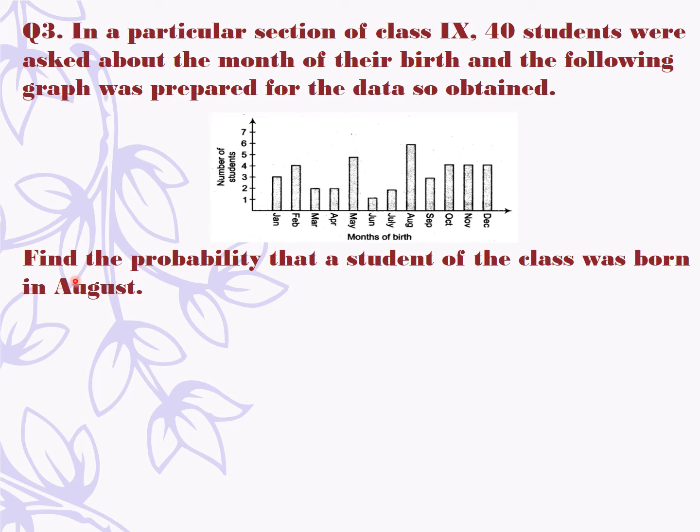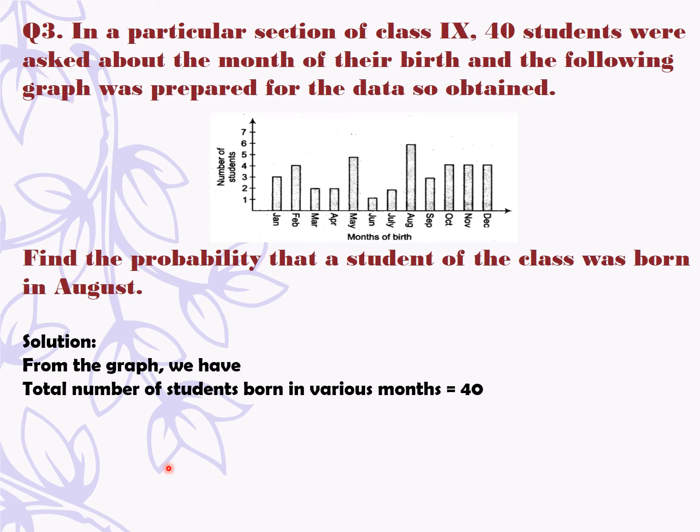We have to find the probability that a student of the class was born in August. If you see from here, in the month of August a lot of students were born, and that number is 6. From the graph, the total number of students born in the various months is equal to 40, because the total number of students, or total outcomes, is 40.